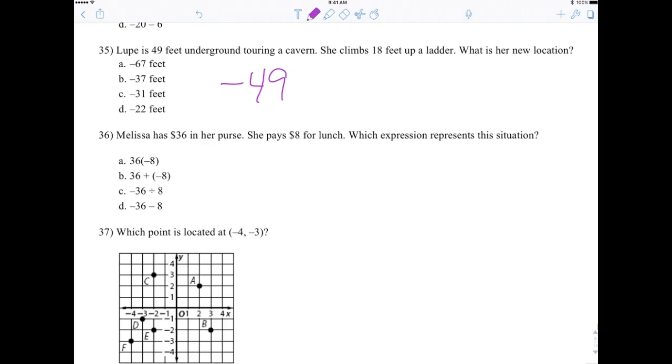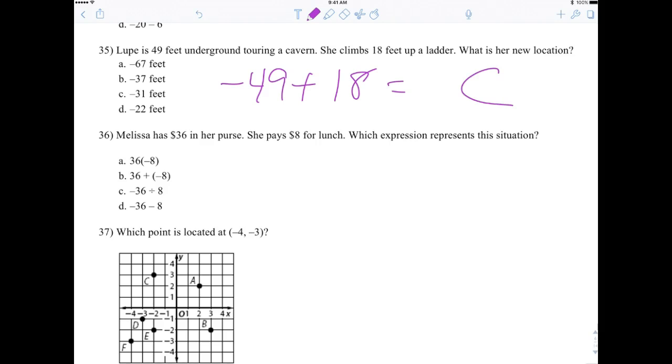And then if she climbs 18 feet up, does that represent a positive or a negative? Positive. So now do negative 49 plus 18. And then that would be what? Positive or negative? Negative 31. So my answer for everybody here is C. You guys are awesome. C.